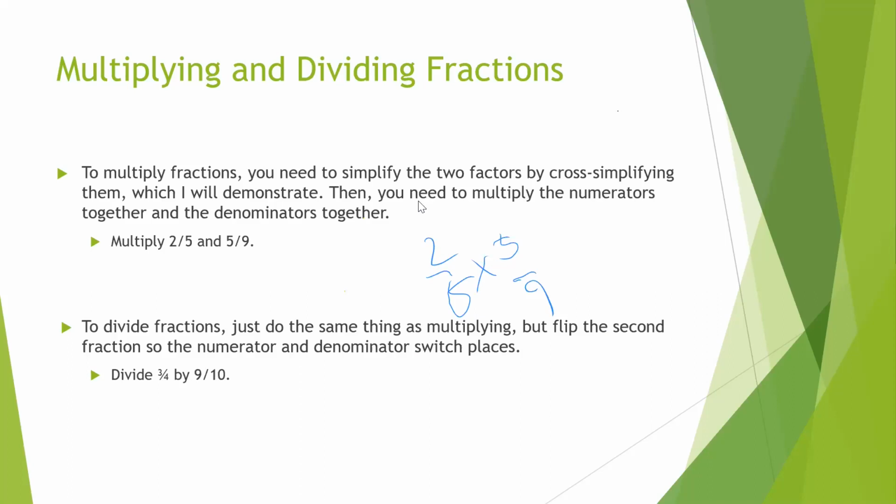So this is what cross-simplifying is. You have to find all the numbers across from each other, which is like 2 and 9, and 5 and 5. You want to see if they share any factors. And if they do, then you have to divide them both by that factor. So first we're going to look at 2 and 9. 2 and 9 don't share any factors other than 1, so we can't do anything about those. But next we're going to look at 5 and 5. And since those share the factor 5, we divide them both by 5.